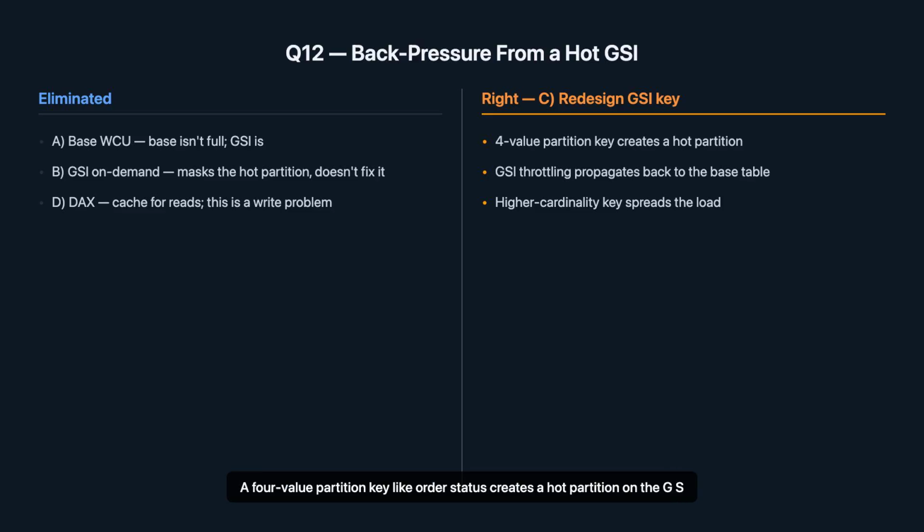A 4-value partition key like order status creates a hot partition on the GSI. When that GSI throttles, the back pressure propagates to the base table and it looks like the base itself is throttled. The lesson: when base writes throttle but base capacity is free, suspect the GSI.